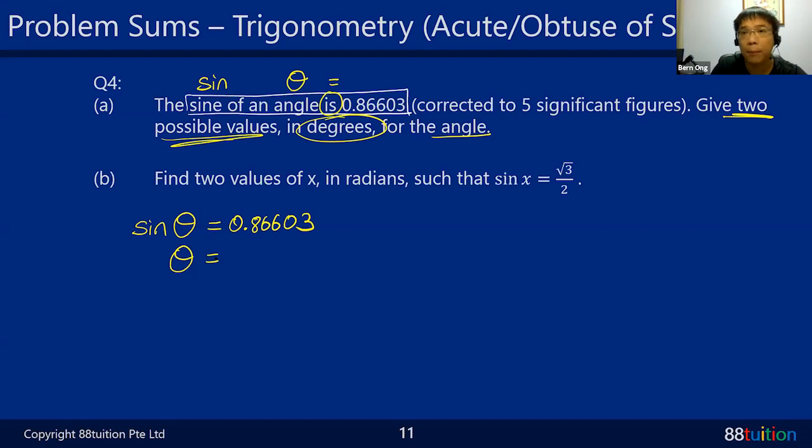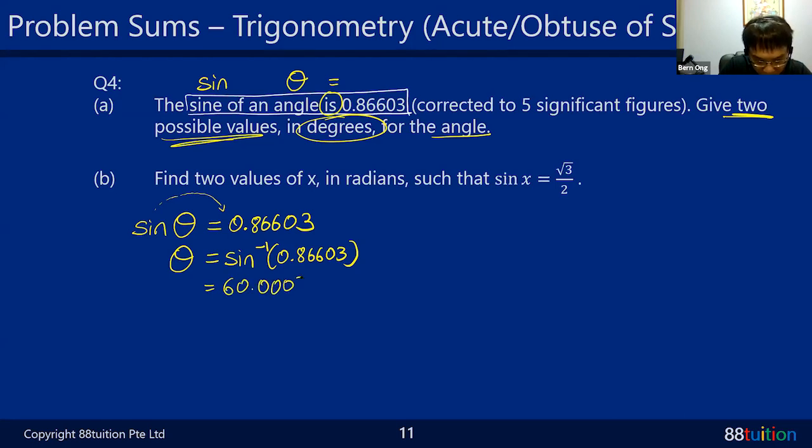So how? Easy what? The sine bring across. So this sine, if you want to bring across to the opposite side, you must take sine inverse or sine to the power of -1. And your 0.86603. What do you do? Key into your calculator. Shift sine 0.86603. And your answer should be 60.000526. That's for theta. All right, for angles, usually we give it to 1 dp. So theta is approximately 60.0 degrees, 1 dp.